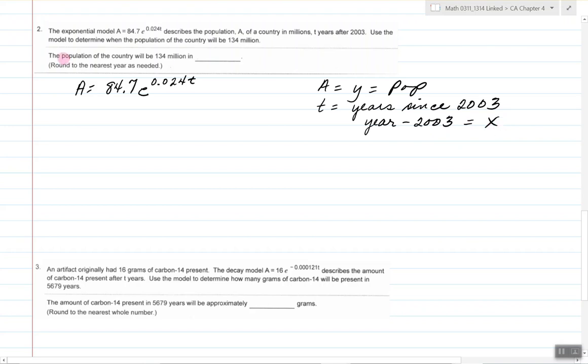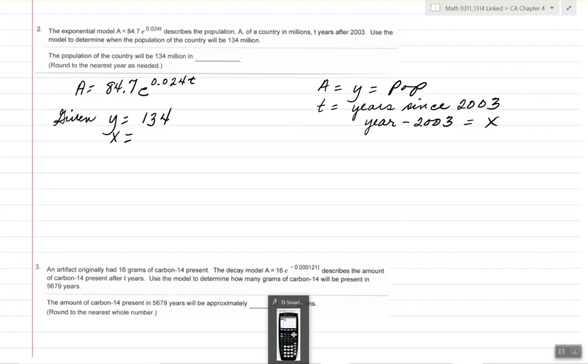So what does this one say? The population of the country will be 134 million in, and it wants a year. It wants a calendar year. So in this one, you are given Y, which is a population, 134 million, and you're asked to find the year. We will get a T value first, and then we will get an X, but we're going to have to then put it on the calendar. We'll have to add 2003 to it. We'll demonstrate that.